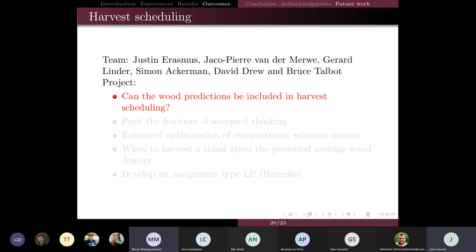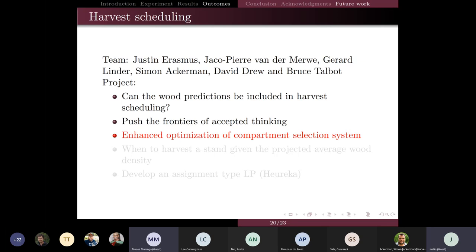And then future work. The study that we are leaning towards now, which we have initiated with the following team, we're asking ourselves, can we include these wood property projections in harvest scheduling, in our planning? And the idea is we want to evaluate what we think we know, and really push the borders of accepted thinking and formulate enhanced optimization, or an enhanced selection system of compartments.